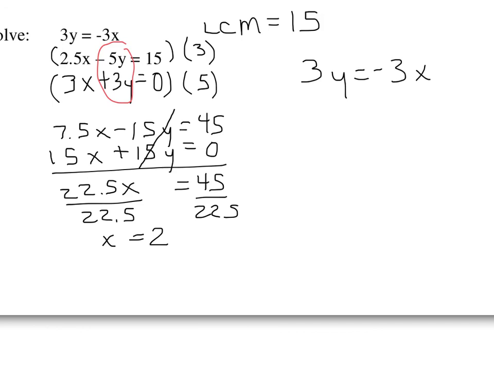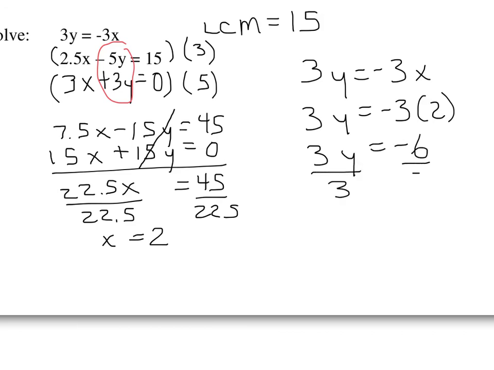Substitute x equals 2 into that equation. That'll give us negative 3 times 2. So 3y equals negative 6. Solve for y. Y equals negative 2. So our solution is the point (2, negative 2).